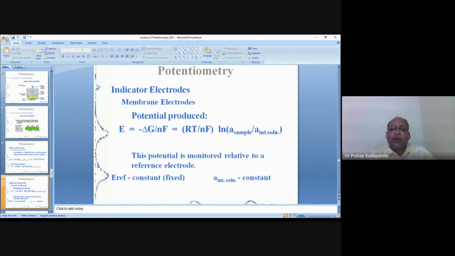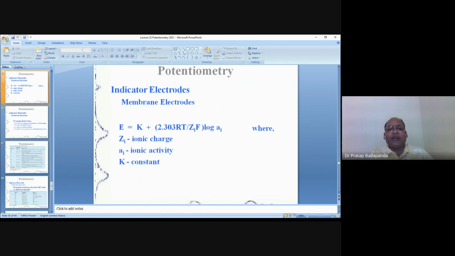Okay. So now the thing is the indicator electrode membrane potential is this. This is the formula. This potential is monitored relative to the reference electrode. Then you can check what type of value it will provide with the reference value.